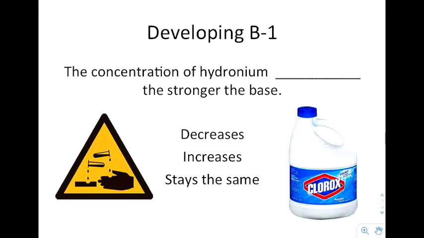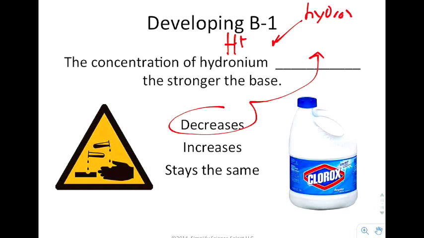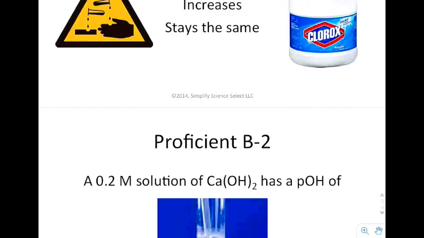So the concentration of hydronium, remember this is asking about H+, that trips people up, actually decreases the stronger the base. Okay, so the number of things that are acids go down the stronger the base. Now, a lot of people will think of this in terms of hydroxide. If it were hydroxide, it would increase the stronger the base.